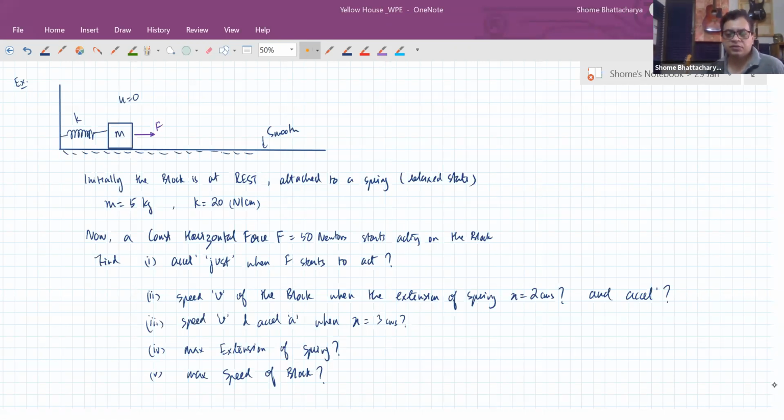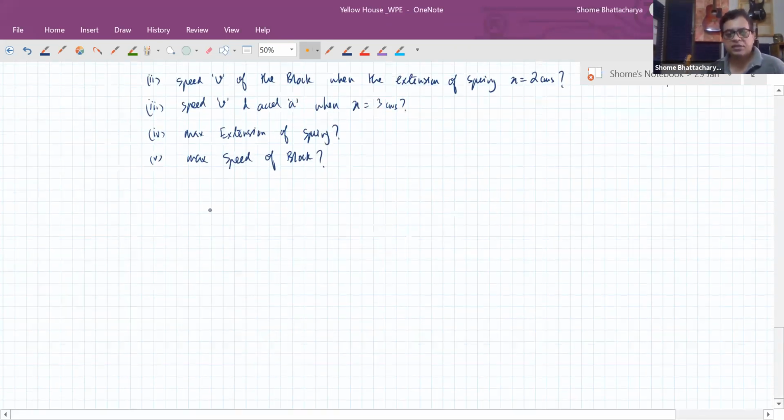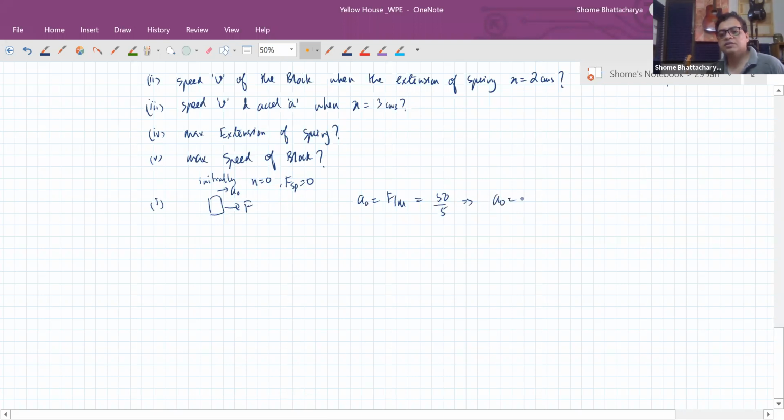Okay, so what happened is very simple. The first part, the acceleration: initially x is equal to 0 for the spring, so the spring force is 0. So there's only this force acting. Let's say the acceleration is a naught. So a naught is just F by m. The force we applied is 50 newtons and the mass was 5 kg. So it starts off with an acceleration of 10 meters per second square.